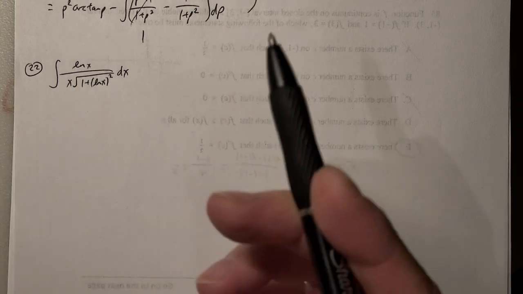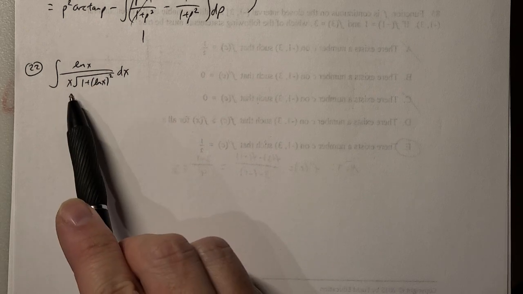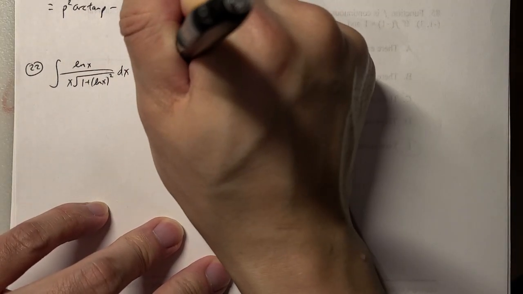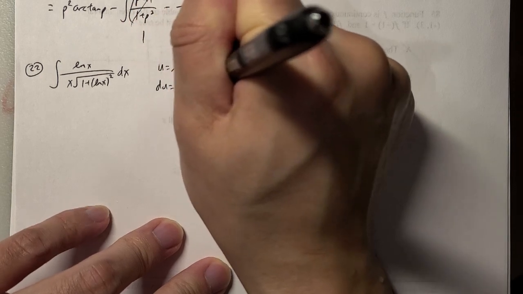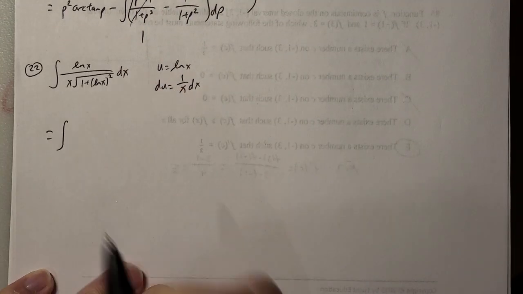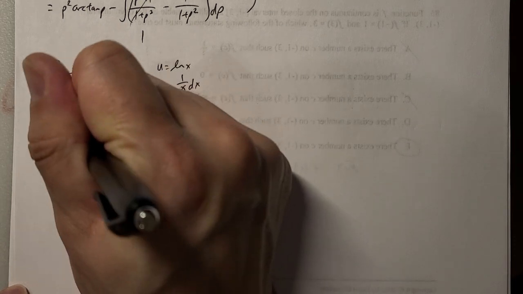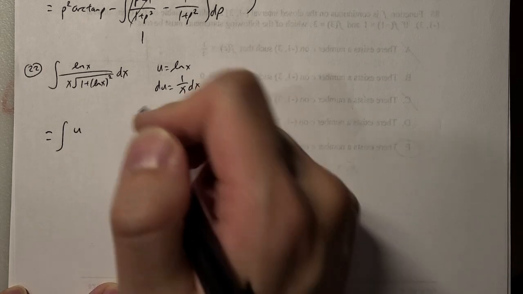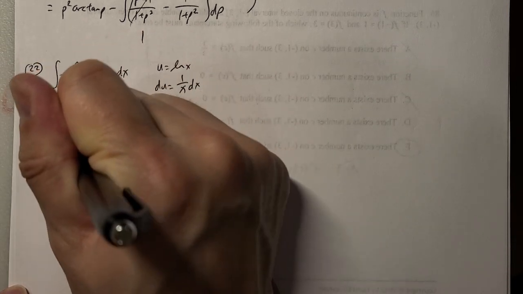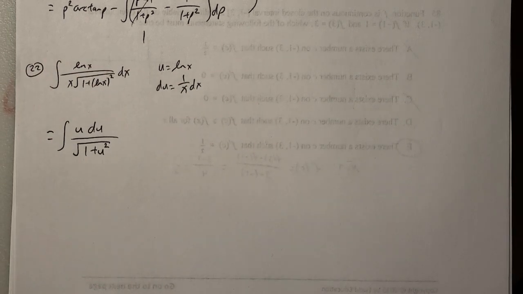Hopefully you can see that this is a substitution. If u is ln x, du is 1 over x dx, which we have over here. So maybe that can simplify something. So let's let u be log x, du is 1 over x dx. So our integral becomes u, and du over dx times dx over x is just du. And then at the bottom we have the square root of 1 plus u squared.